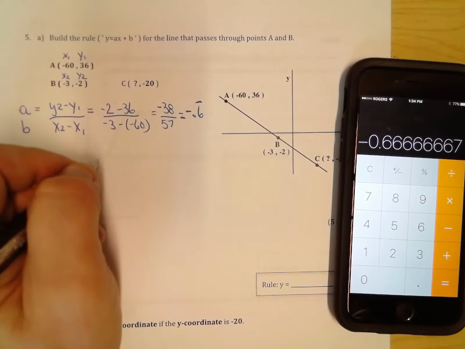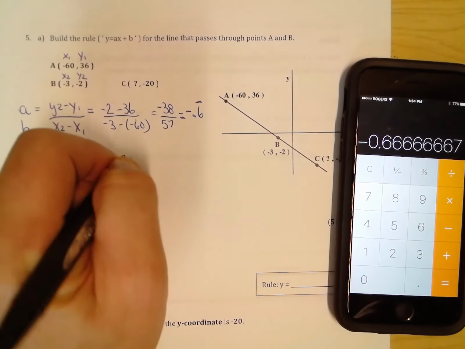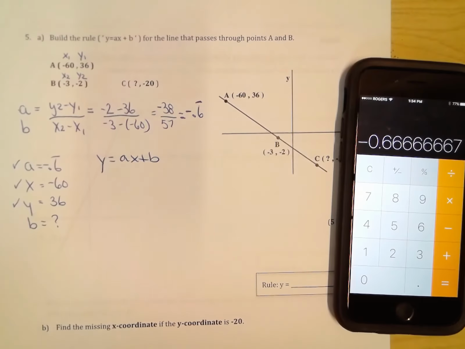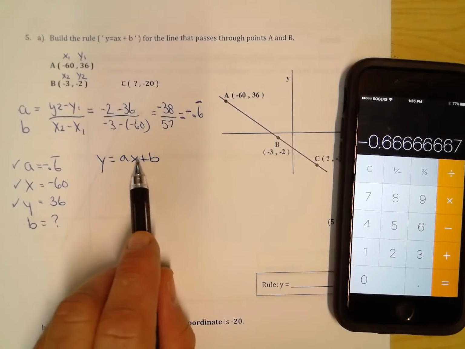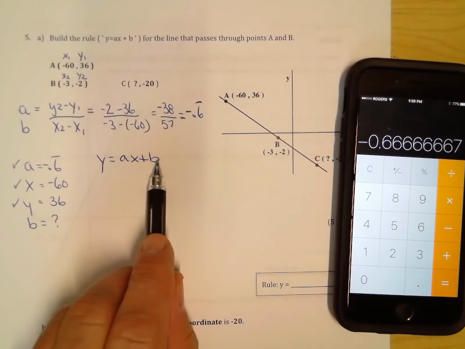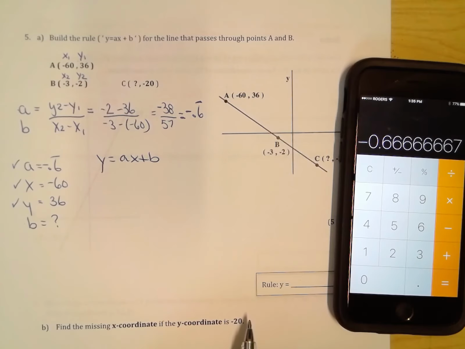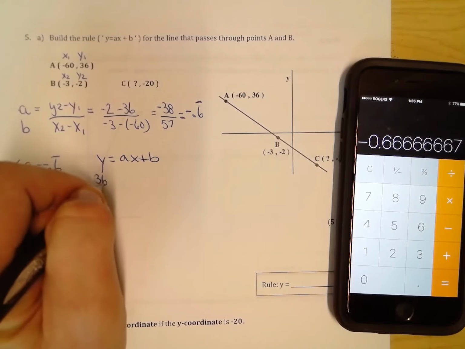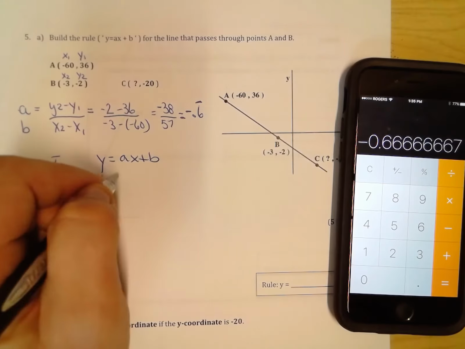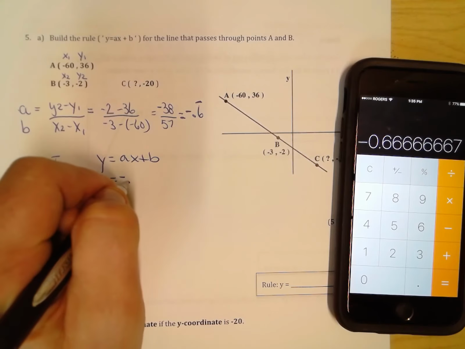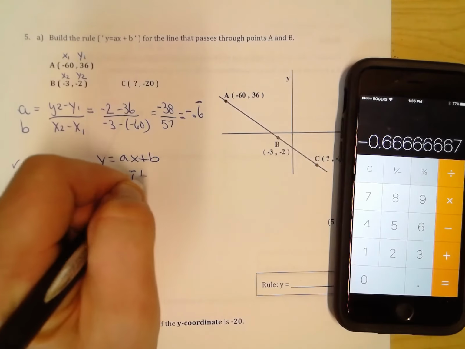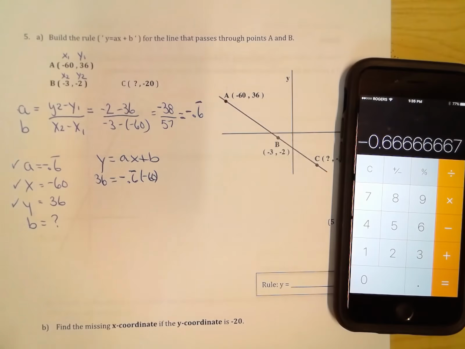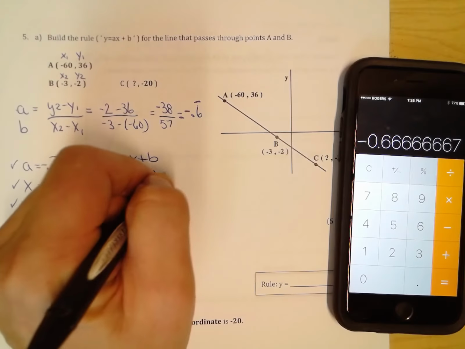I use the general rule: y is equal to ax plus b, and the y is going to go there, the x will go there, the a will go there, and that will allow me to find the b. So I'll go ahead and do that substitution. 36 is equal to negative decimal 6 repeating, don't forget it, times negative 60, oops, that's my 0 there, times negative 60 plus b.